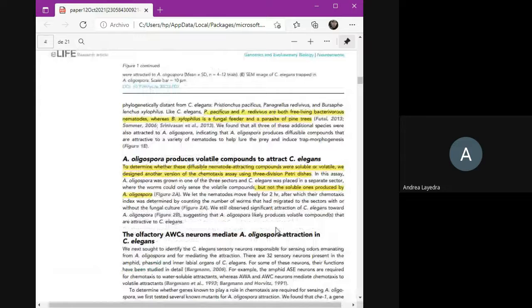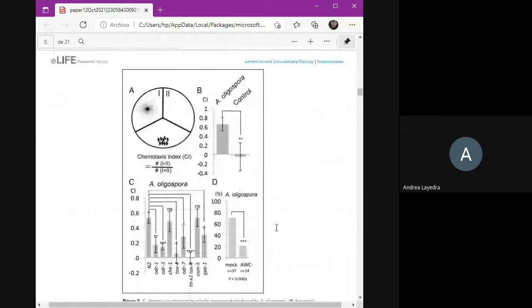To determine whether these diffusible nematode-attracting compounds were soluble or volatile, they designed another version of the chemotaxis assay using three-division petri dishes. In this assay, A. oligospora was grown in one of the three sectors, and C. elegans was placed in a separate sector where the worms could only sense the volatile compounds, but not the soluble ones produced by this fungus. They let the nematodes move freely, after which their chemotaxis index was determined. They still observed significant attraction of C. elegans toward A. oligospora, suggesting that this fungus likely produces volatile compounds that are attractive to C. elegans.